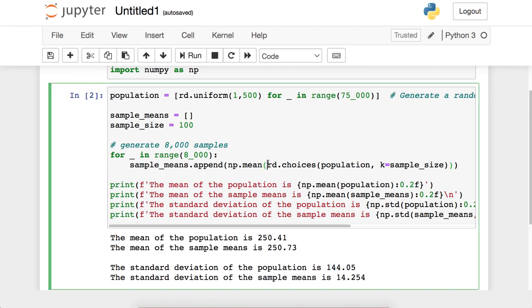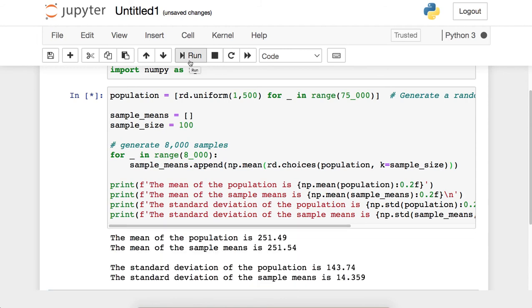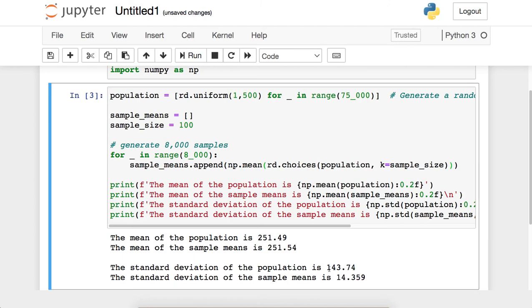Here's one that's even closer than the last one. 14.359 is roughly 1/10 of 143.74. Notice the means, though, are very, very close. This time they're only off by about 0.05.